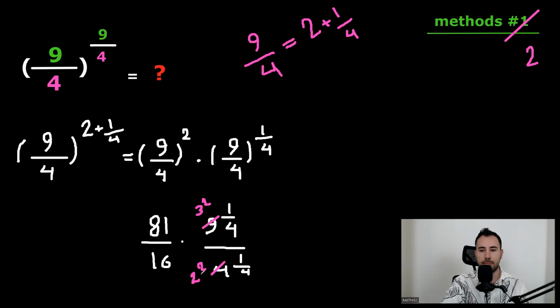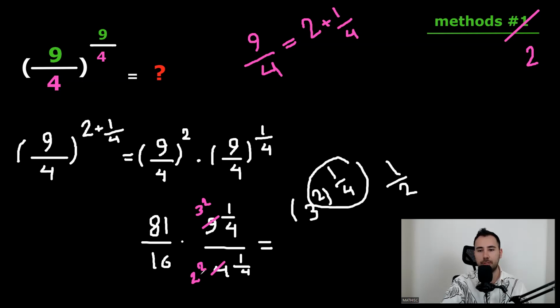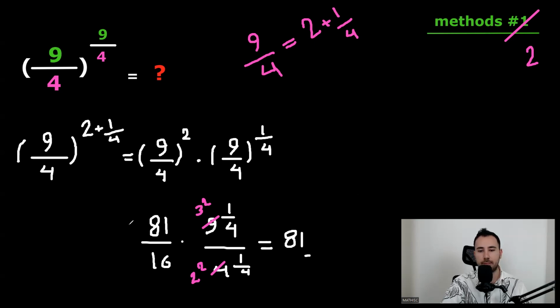So what happens here? We'll have, so let's see, I'm going to show it here. It's 3 to the power of 2 multiplied by 1 over 4. Let's see what happens. We just have to multiply these two. 2 times 1 over 4 is going to be 1 over 2. Okay. So this would be 81 over 16, okay, square root of 3 over square root of 2.